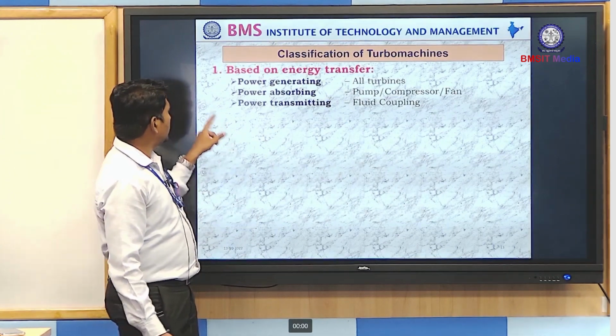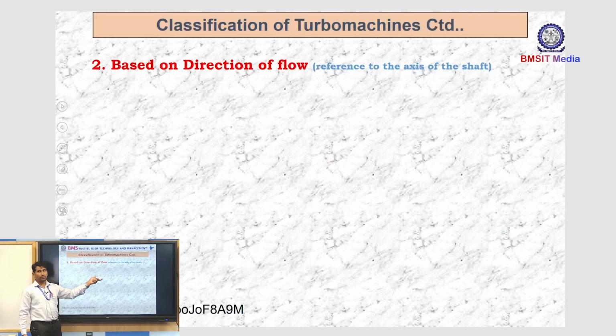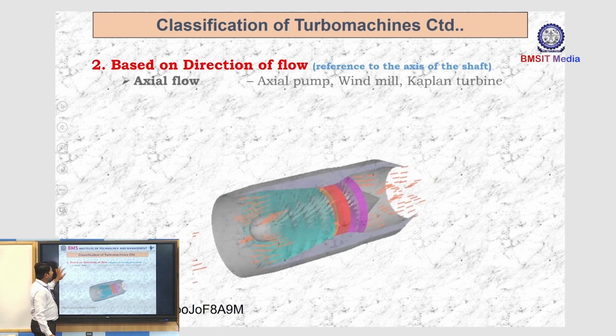Next classification is based on the direction of the flow. Till now we have not discussed the direction of the flow. Now we will see the direction of the flow, with reference to the axis.